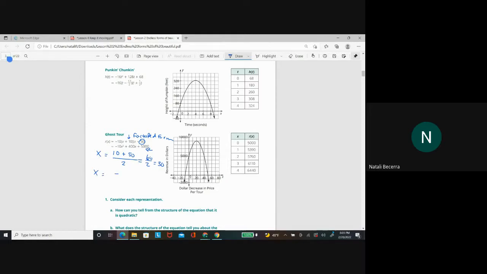The bottom one is the general form. General form is negative b over 2a. So negative b, what is my b? This is a, this is b. B is 400 over 2a. What is my a? Negative 10. Make sure you bring that sign with it. So that's negative 400 divided by negative 20.